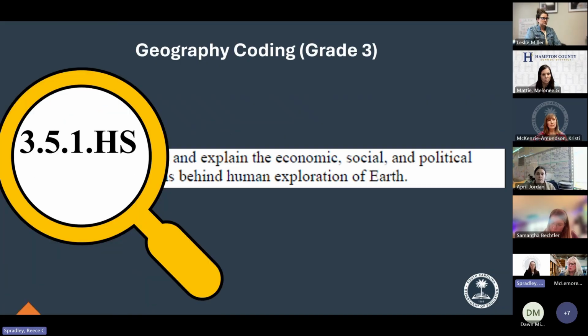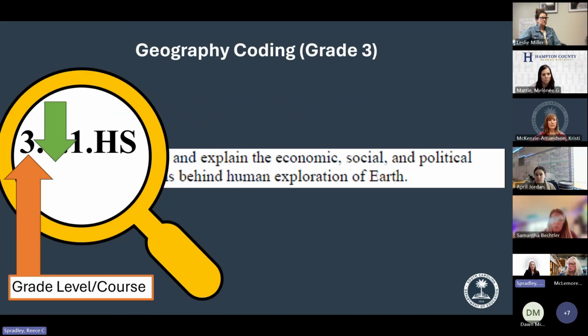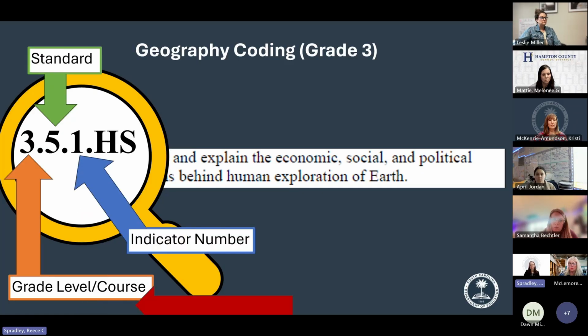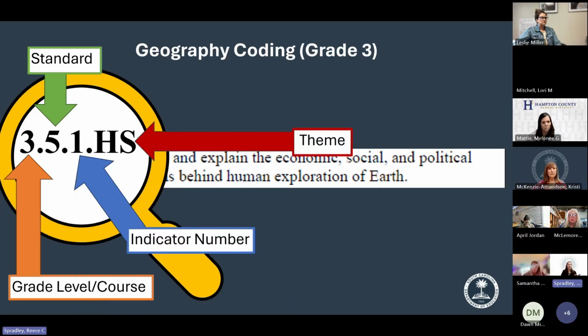Secondly, we've got geography, which has a few more numbers: grade level course, standard, indicator number, and then theme. So the geography courses, which are grades 3, 7, and human geo in high school, are all organized by theme. So having that extra indicator number with the standard is what differentiates them, since you sometimes have multiple standards or indicators that are of the same theme within a standard. And the themes stay the same in geography throughout 3, 7, and human geo. So if you're somebody that supports K through 12, that's something useful to keep in mind.